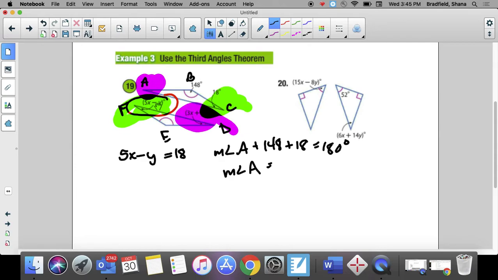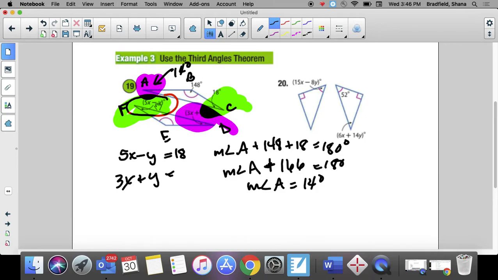148 plus 18 is 166. And when I subtract 166, it says the measure of angle A is equal to 14. So that's this guy right here. That's 14 degrees. So the two purple ones have to equal each other, which is 3x plus y equals 14.